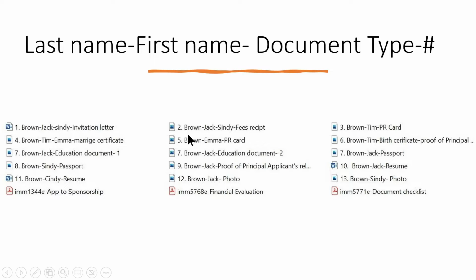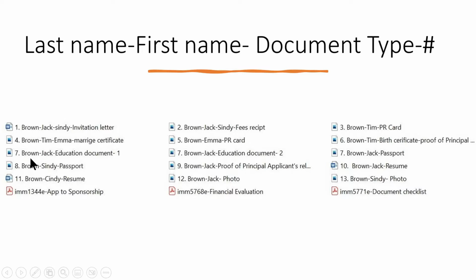Let's go to the next one. It's a PR card for the sponsor. Here it is, Brown is the last name of the person, Tim is the sponsor's first name, and then the document type is PR card. Again, another example you can see: this is the passport of the principal applicant. So Brown is the last name, then hyphen, Jack is the first name, and passport is the document type.